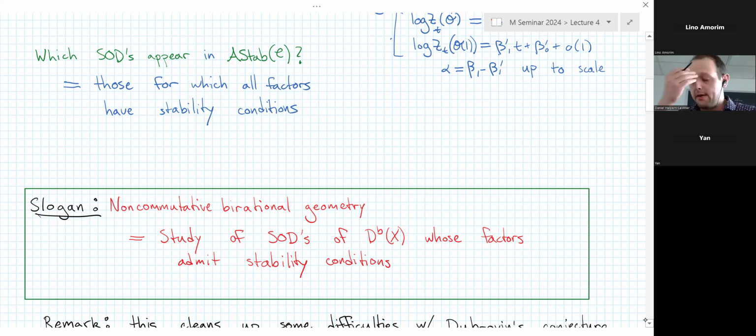Yeah, it's like I've said that you can study birational geometry without considering ample divisor classes, but you can't really do the minimal model program without considering ample divisors. You can ask if two non-projective varieties are birationally equivalent, but there's not really a good theory for how to approach that. So you introduce Kaehler classes, and all of a sudden that helps you to make sense of birational geometry. So in the non-commutative setting, non-commutative birational geometry really basically should be the study of semiorthogonal decompositions such that all the factors admit stability conditions. That's kind of the slogan.